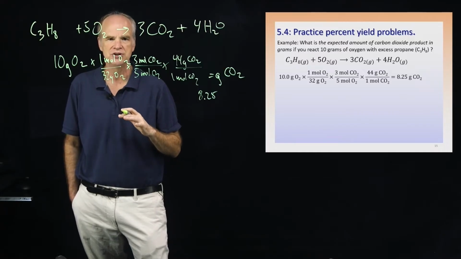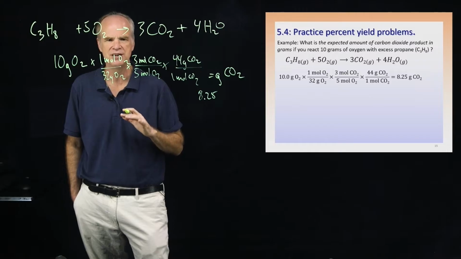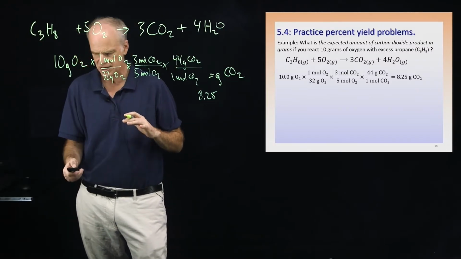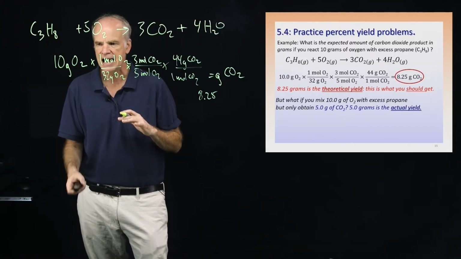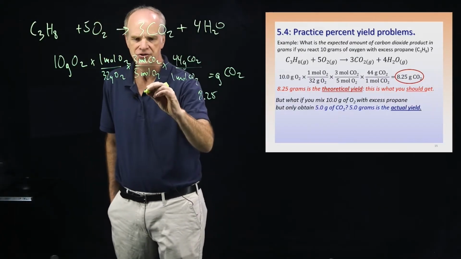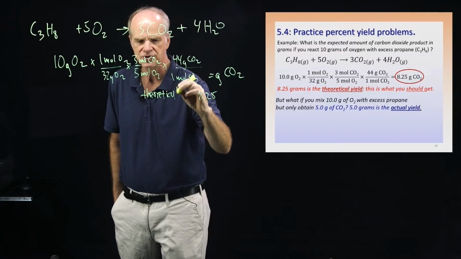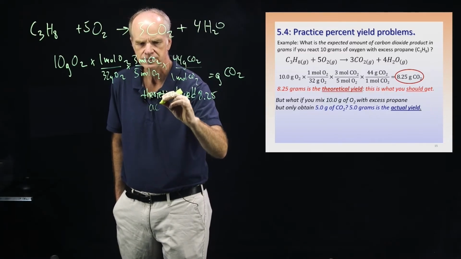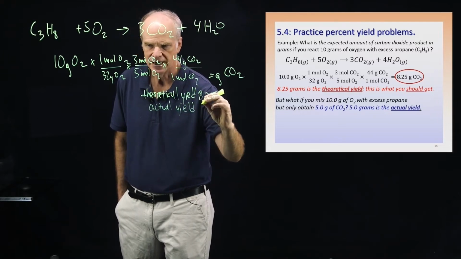The actual yield is probably something that you would not be able to calculate. It would have to be a value that would be given to you. So in this particular problem, the theoretical yield again is 8.25 grams of carbon dioxide. The actual yield is 5 grams of carbon dioxide. So this is theoretical, and then the problem tells you what the actual yield is. So the actual yield is 5 grams.